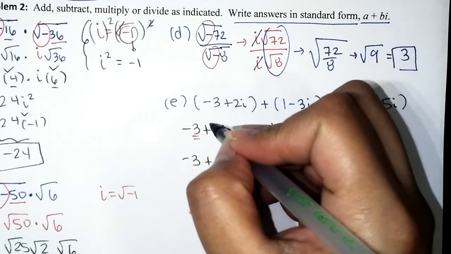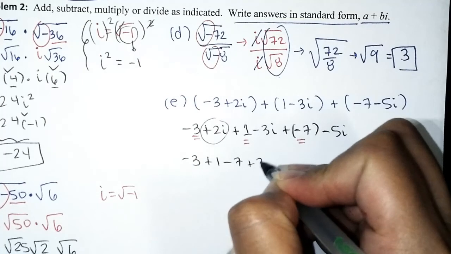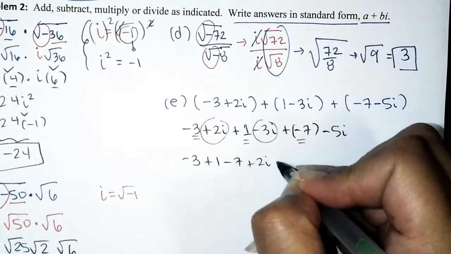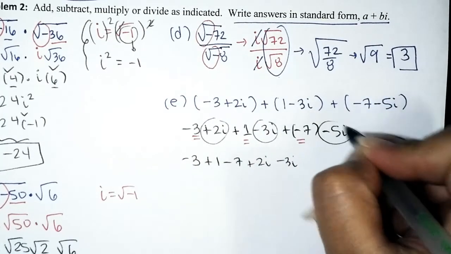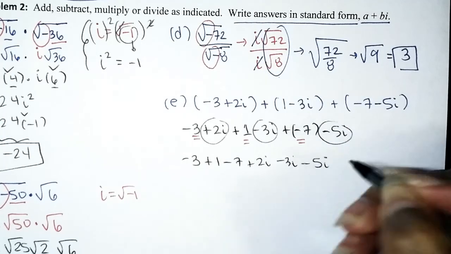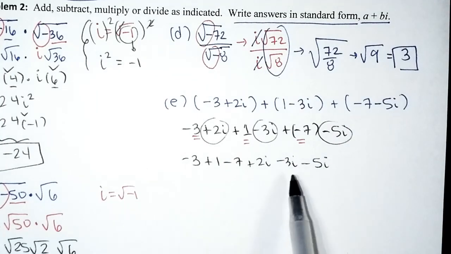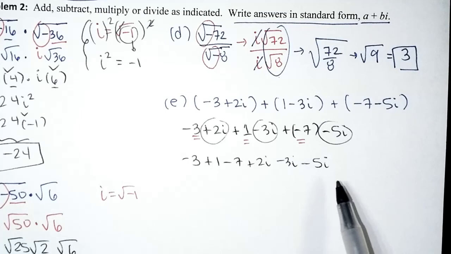So we have 2i minus 3i minus 5i. So someone said, do we really have to rewrite it like this? No. Can we just go straight to the answer for this problem? Yeah. Okay, but let's do this.